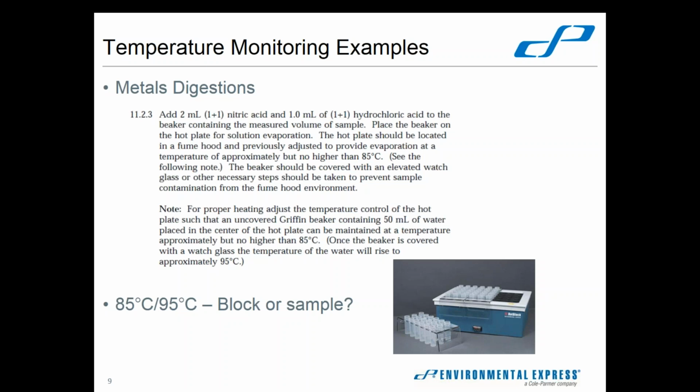So you have to heat the block, you have to heat the air around the cup, then you have to heat the cup, and then you have to heat the sample. All of those heat transfer steps involve heat loss. So your block temperature actually has to be set at 105, 110, 115, somewhere around there, in order to get your sample temperature at the correct level.